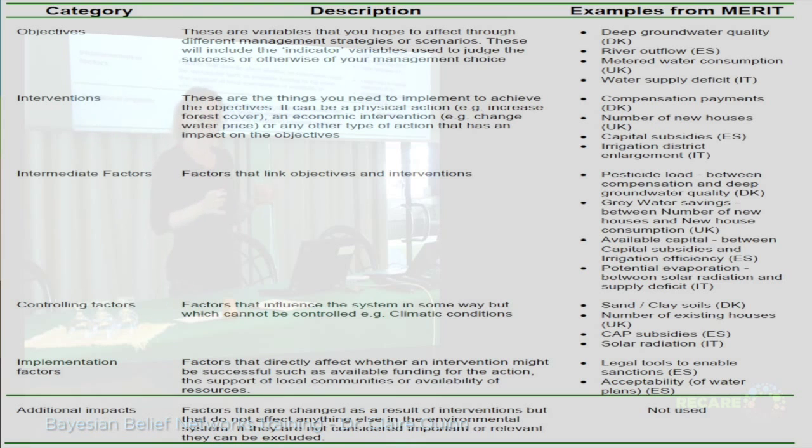And then there are controlling factors. These are factors that influence the system in some way, but which you can't control. So things like rainfall or soil type, for example. Those will be in there, but you can't necessarily change them or affect them in any way.